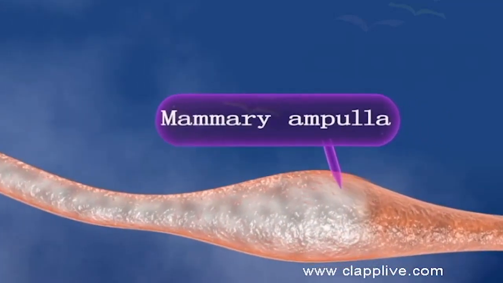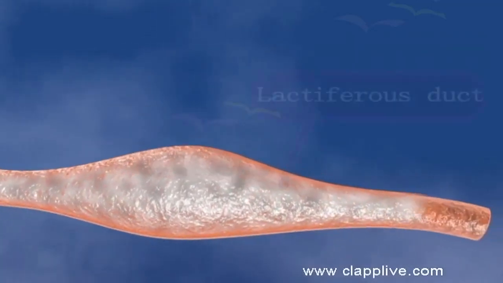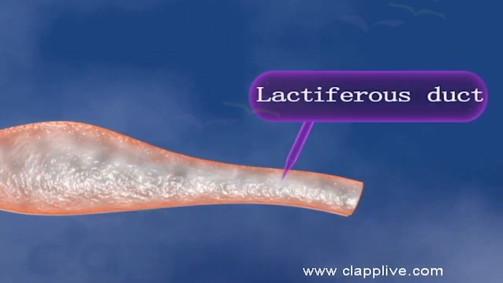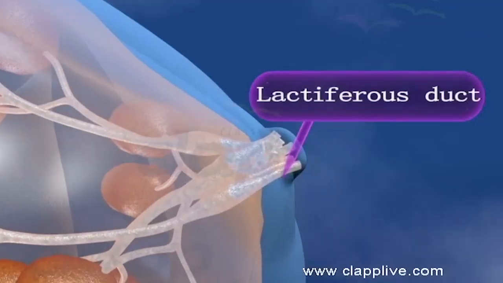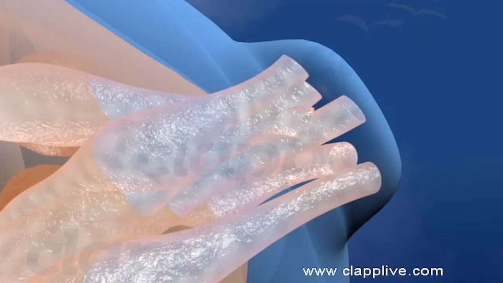going to the lactiferous ducts. Each lactiferous duct carries milk to the nipple. The ejection of milk is stimulated by the hormone oxytocin. A nursing woman can secrete 1 to 2 liters of milk per day.